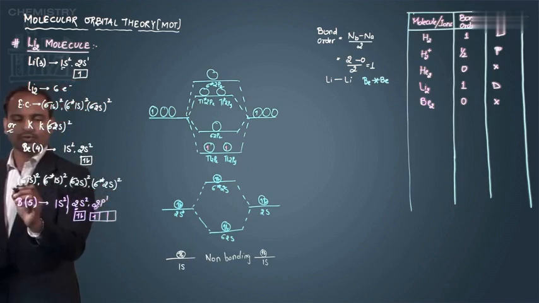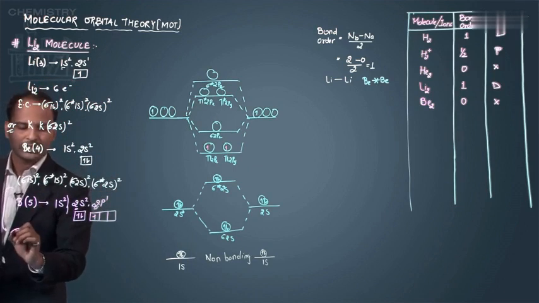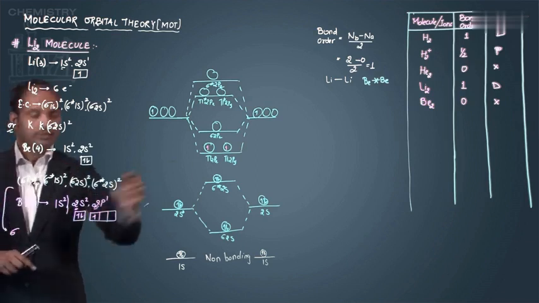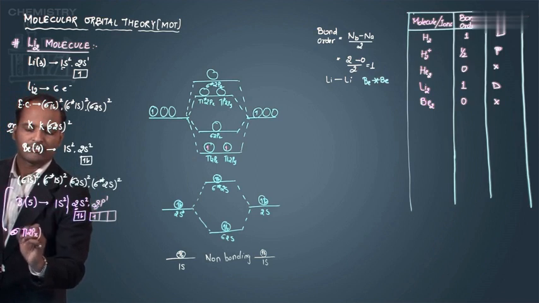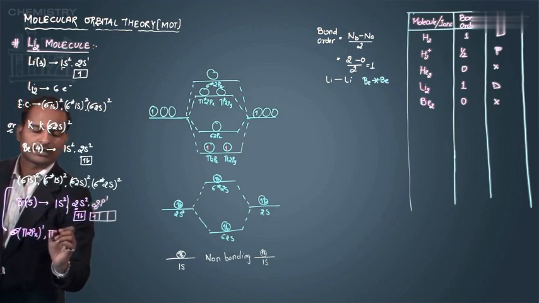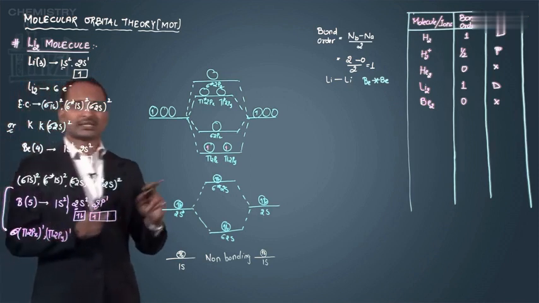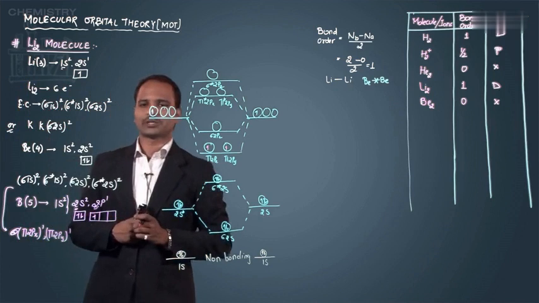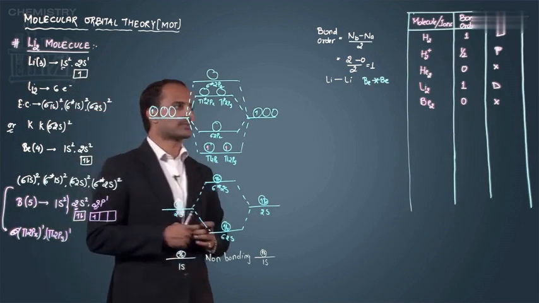After sigma star 2s2, it is going to be pi 2px 1 and pi 2py 1. Again, after sigma star 2s, I know that pi 2px equal to pi 2py comes, and since both have the same energy level, first they will fill singly and then pairing will take place.